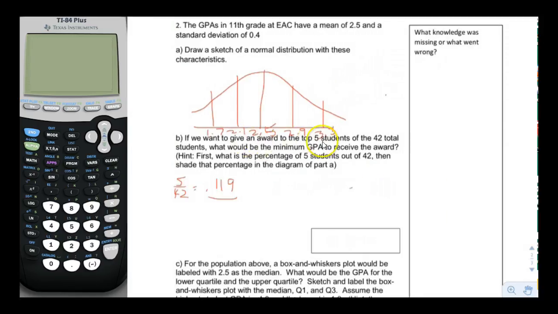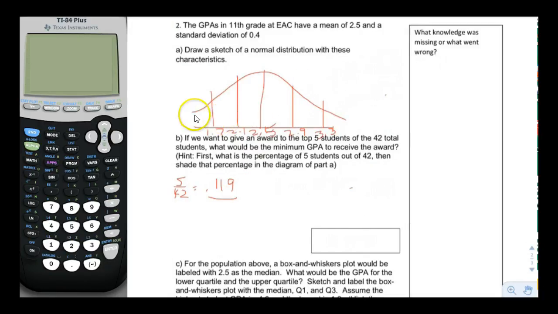So if we want to give an award to the top 5 students of the 42 total students, what would be the minimum GPA to receive the award? And the hint is to first figure out the percentage of 5 students out of 42, then to shade that percentage in the diagram here. So let's take 5 students divided by 42. On the calculator, we get that it's 0.119 or 11.9%. And then we're going to shade it on the diagram.